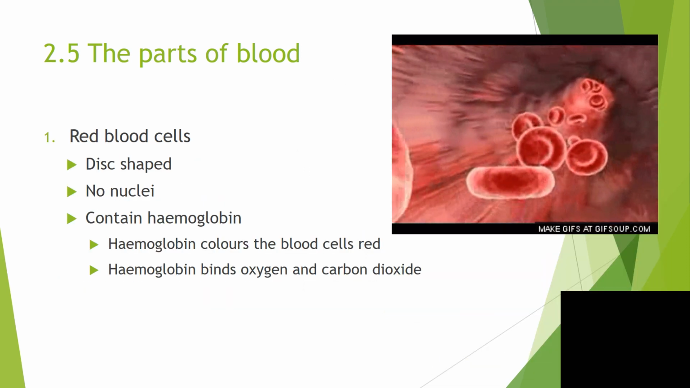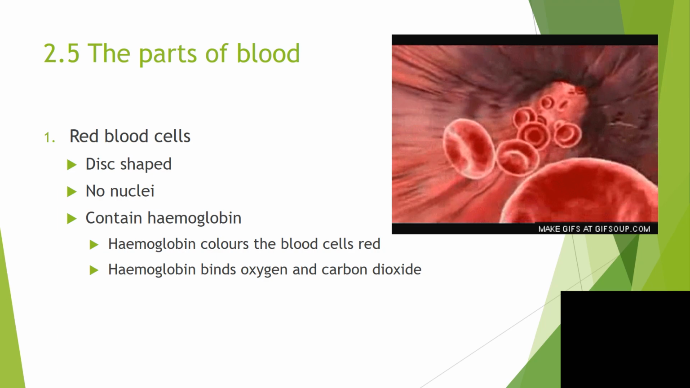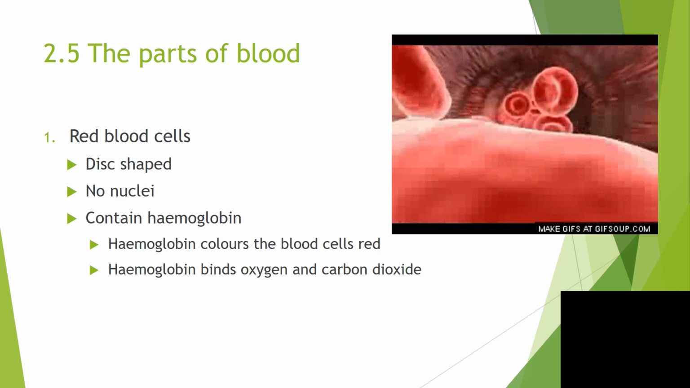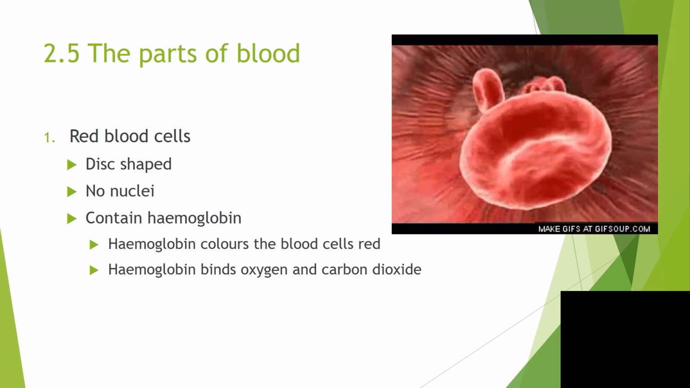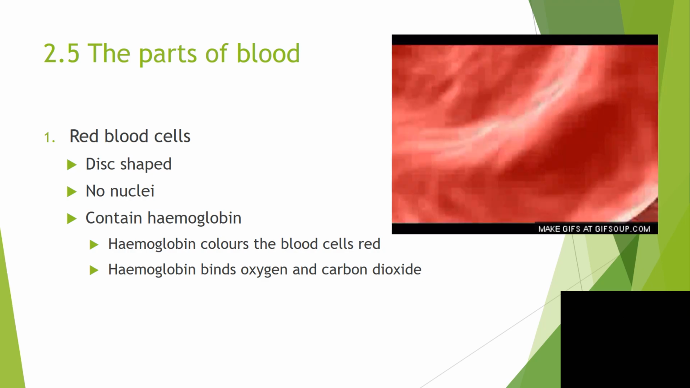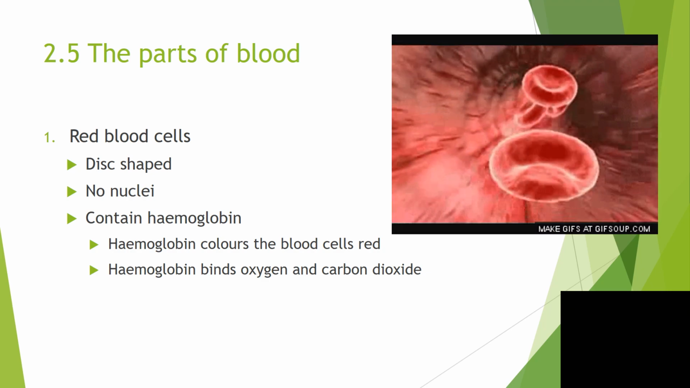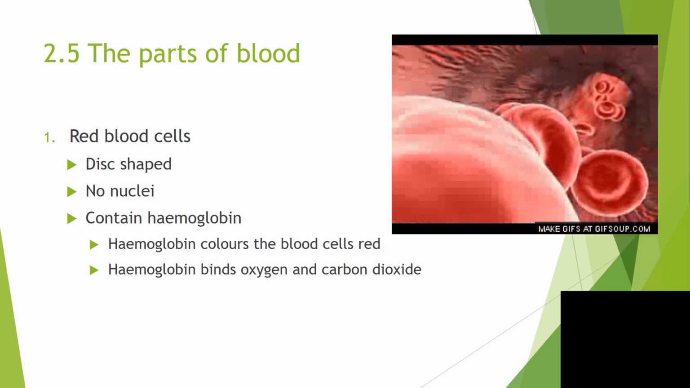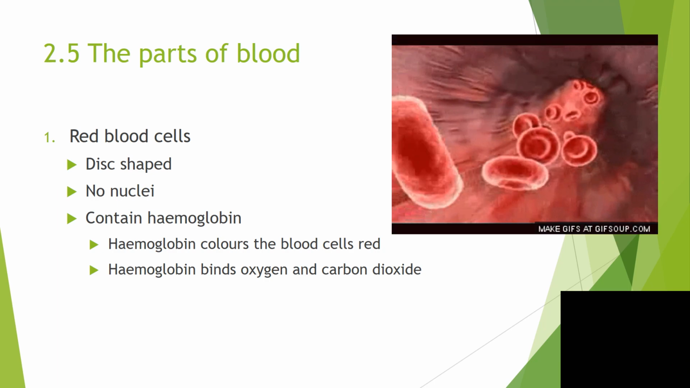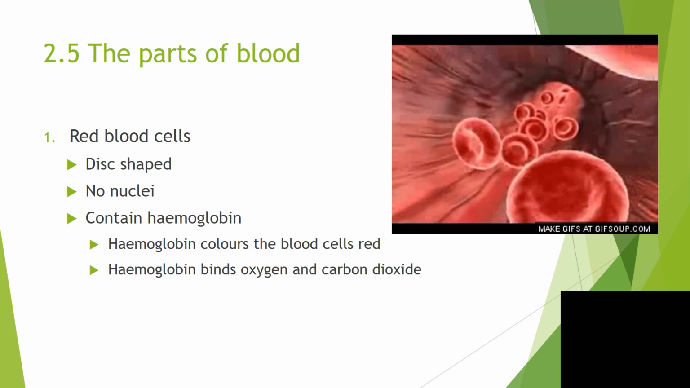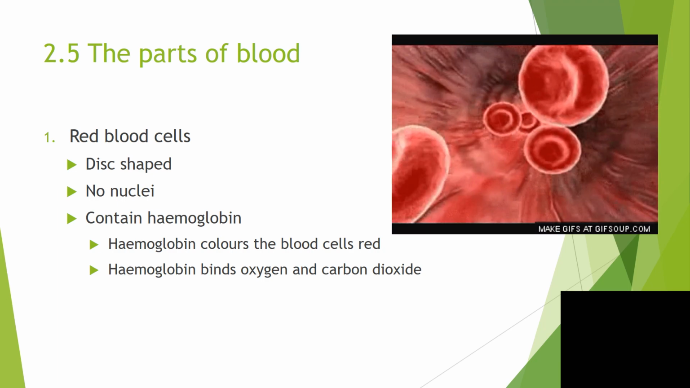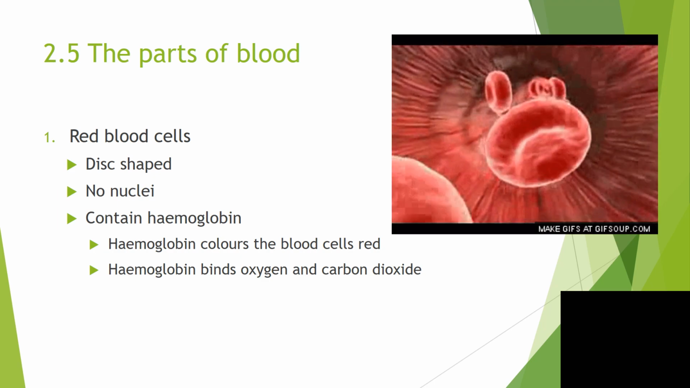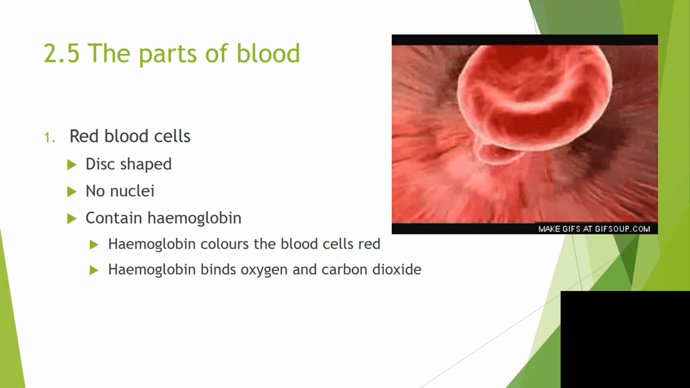So the red blood cells have a very special job. Their job is to transport oxygen. Now remember, I told you that plasma contains a small amount of oxygen. Red blood cells contain almost all oxygen, really, that your blood transports. And the way red blood cells transport oxygen is through a substance they have inside of them called hemoglobin.